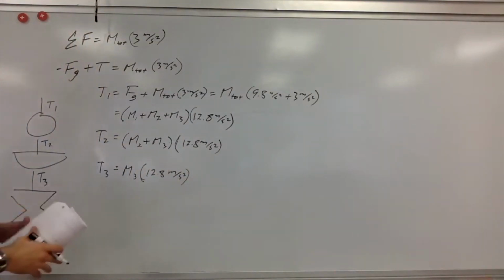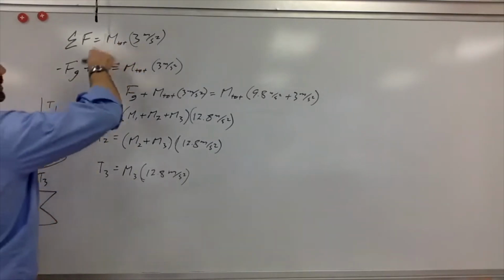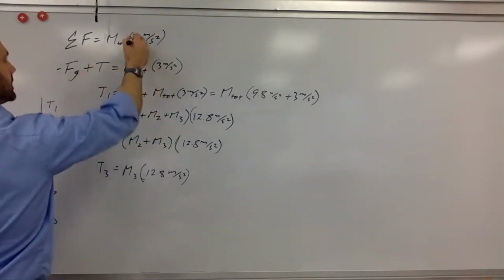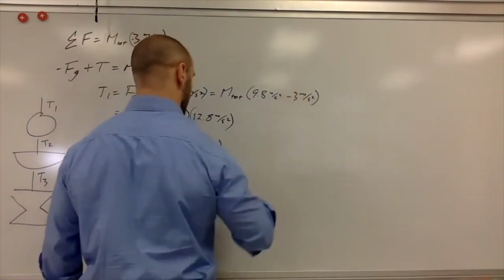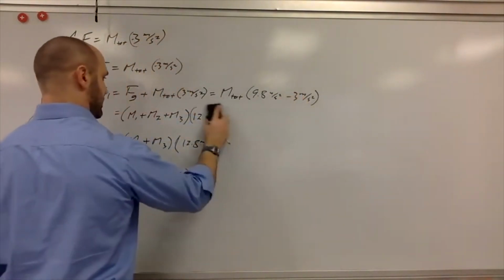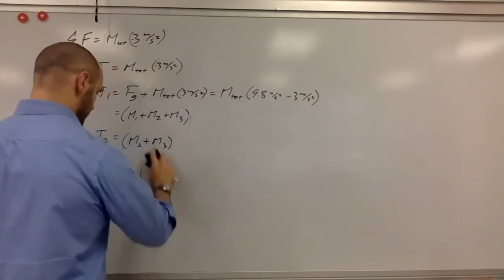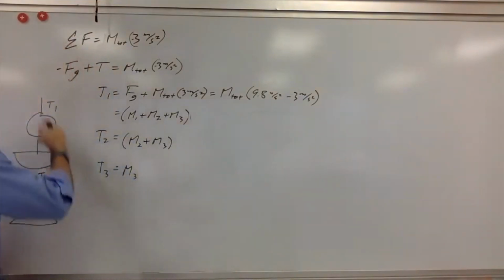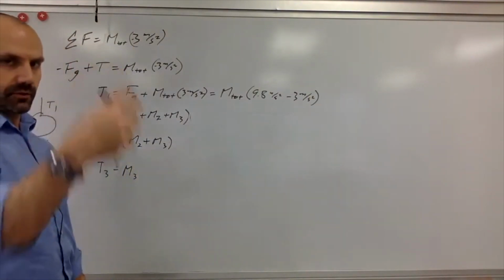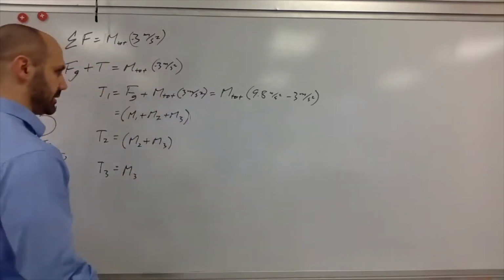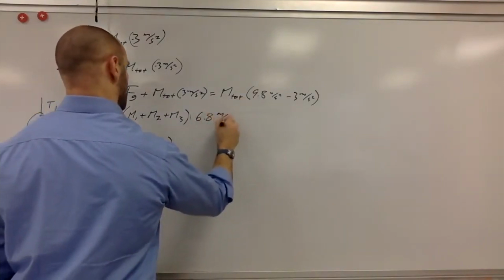Part C, now it has a negative acceleration, right? So it's accelerating downward. What I'm going to do here then is make this negative, negative, negative. So this then just becomes negative minus 3 meters per second squared. And that's what I'm expecting, right? If it's accelerating downward, I'm expecting the tension to be less than the force of gravity on that. So the force of gravity is winning and it's accelerating downward. So this now ends up being 6.8 meters per second squared.